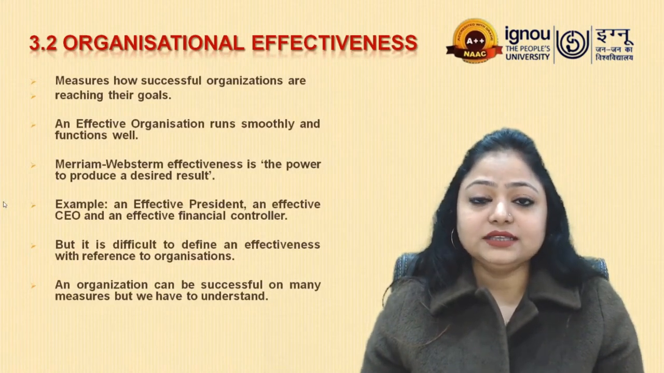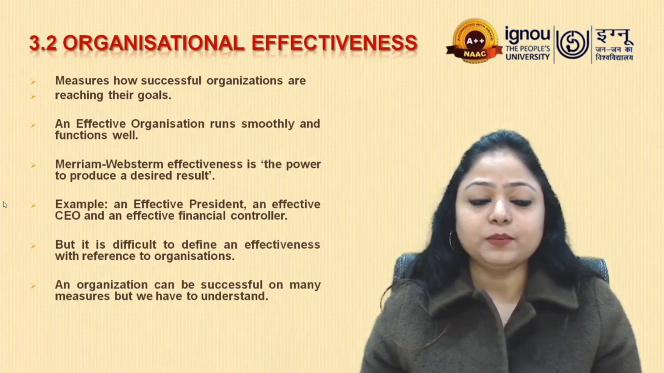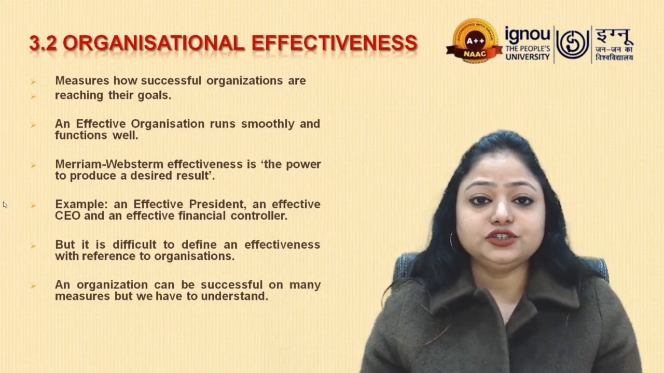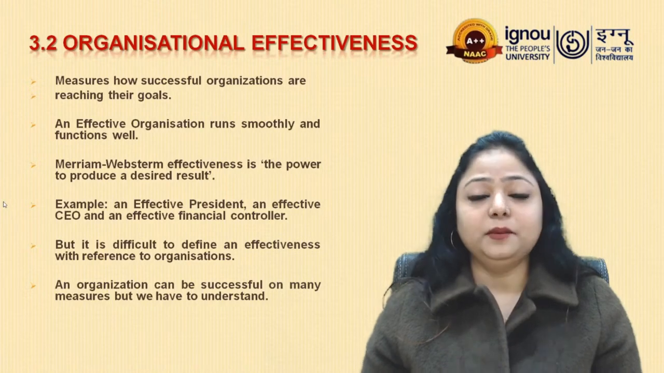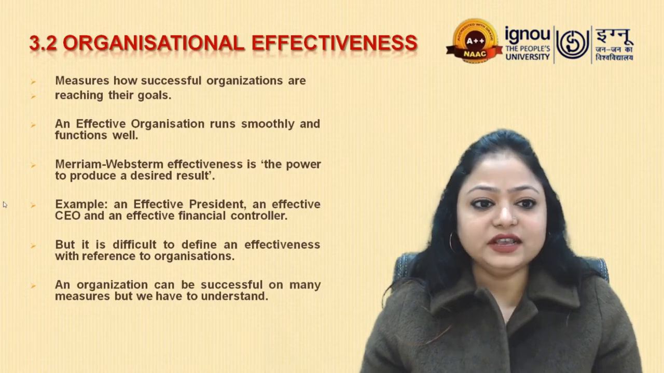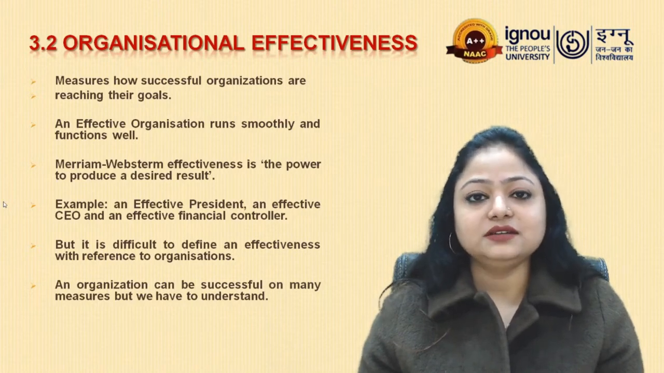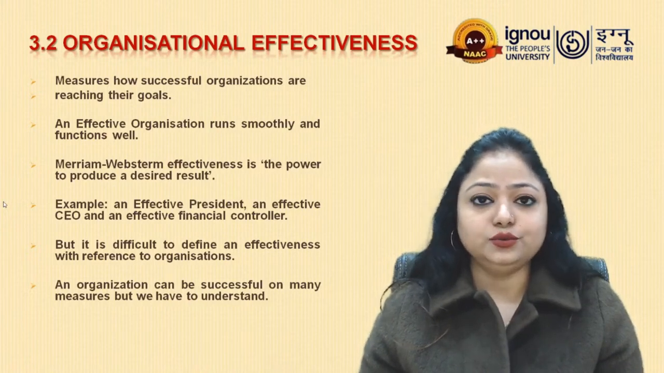Organizational effectiveness measures the success of an organization and decides whether it has been efficient in reaching its goals. An effective organization is the one which runs smoothly and functions well in a seamless manner. If we see the meaning of effectiveness, what is effective? Merriam-Webster's dictionary says that it is the power to produce a desired result. So, if an organization is trying to produce the desired result, we call it an effective organization.